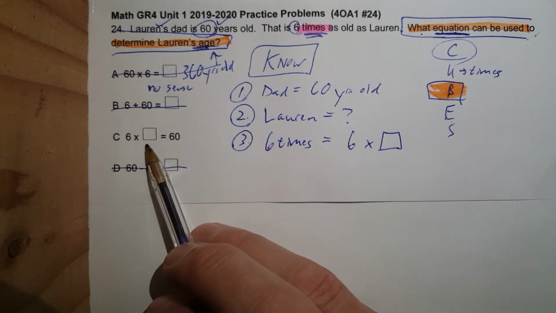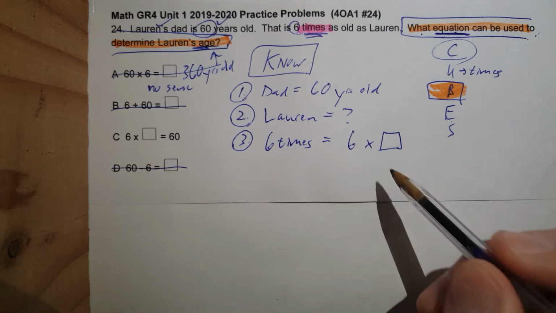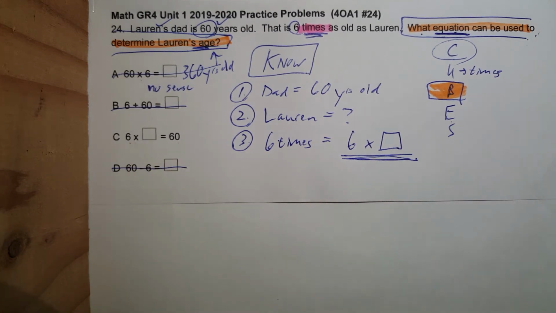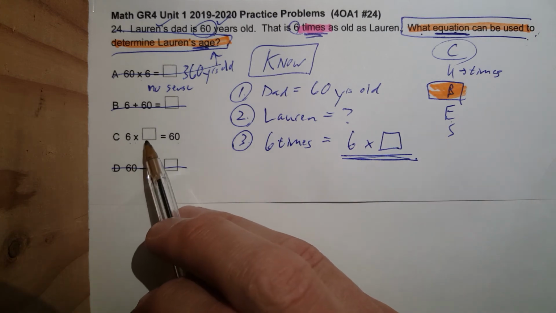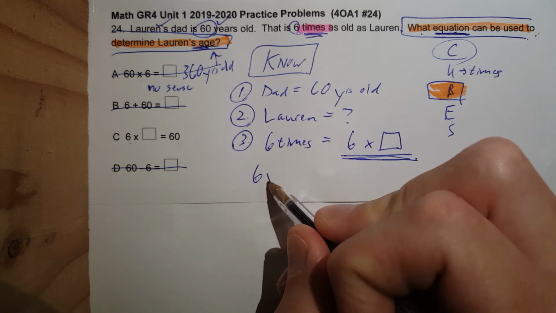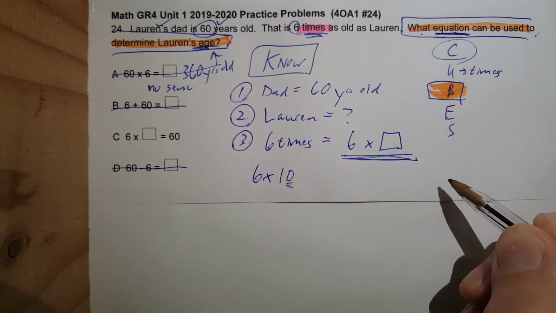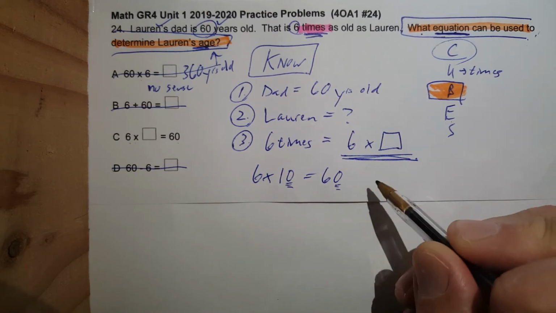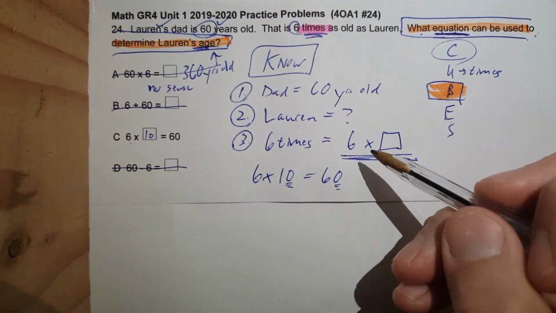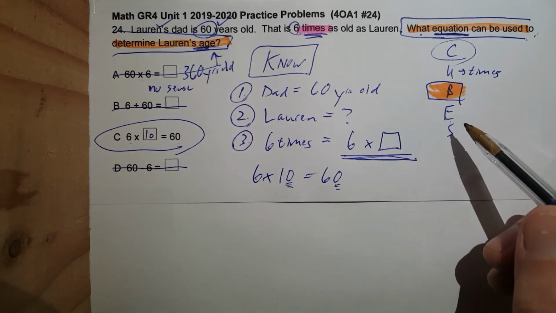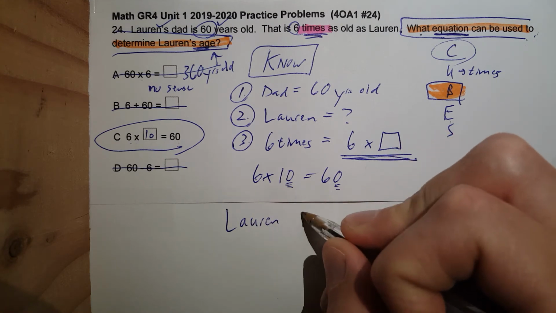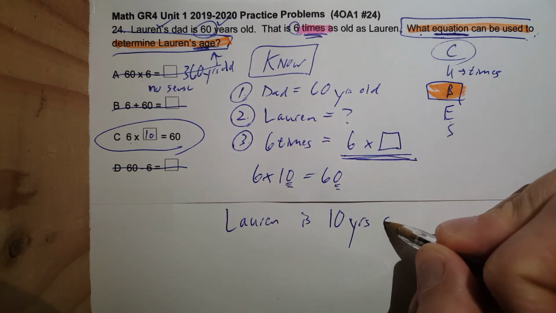Now this one would say 6 times what, which is what we were setting up right here. 6 times what equals 60. Now, you could just substitute 6 times 1, okay? But I know you guys have practiced your multiples of 10. I know that 6 times 10, I just add that 0, is 60. So I put 10 in there. So how old is Lauren? Lauren is 10 years old.